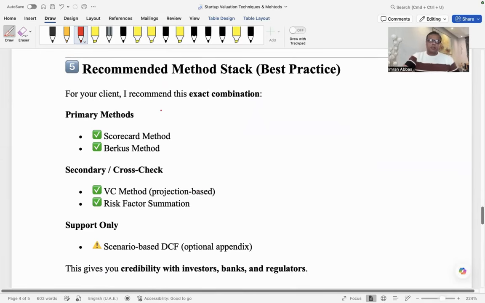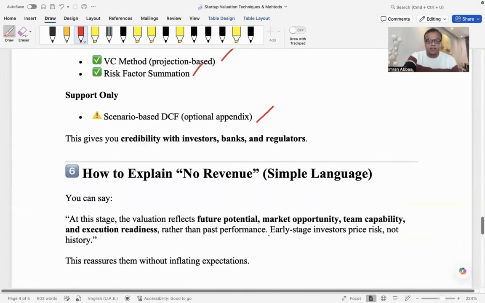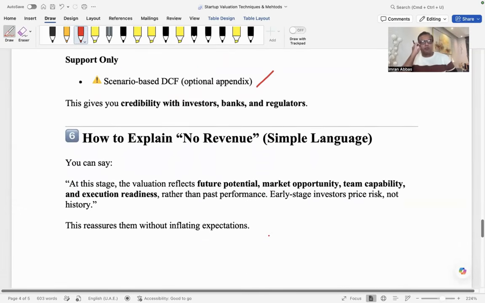So in that way, the primary method would be your scorecard method, Berkus, or I would recommend the checklist method. Secondary methods would be the VC method or projection-based method, and the risk factor estimation method. And for sport only, you need to use a DCF. This will enhance the credibility of your investor, banks, and regulator. By combining all these methods, you will come up with a very nice valuation.